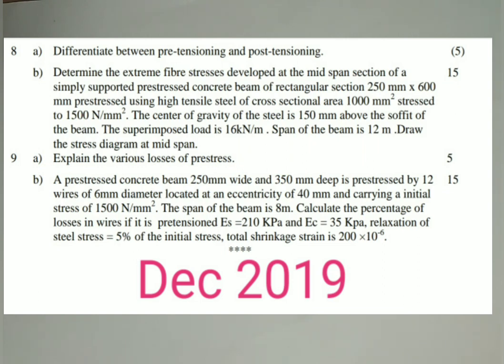Now the next question: a pre-stressed concrete beam 250 mm wide and 350 mm deep is pre-stressed by 12 wires of 6 mm dia located at an eccentricity of 40 mm and carrying an initial stress of 1500 Newton per mm square. The span of the beam is 8 meter. Calculate the percentage of loss in wires if it is pre-tensioned. ES and EC are given. Relaxation of steel stress is 5% of the initial stress. Total shrinkage strain is 200 into 10 raised to minus 6. It is asked for 15 marks.